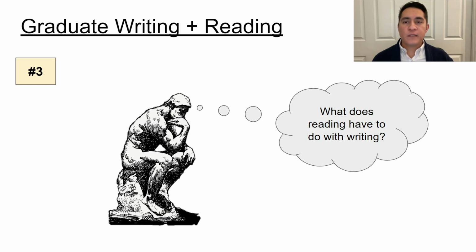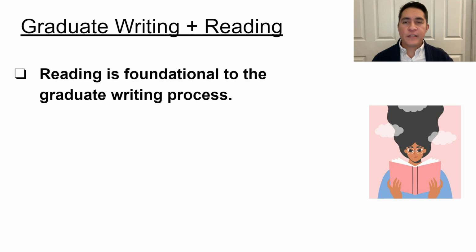One of the primary differences is that before you can create and respond to research, you need to fully understand what's already been written. In graduate school, you'll be typically entering into a pre-existing academic conversation, and a lot has already been written about it. Reading is foundational to the graduate writing process. By reading the recent literature on your topic, you illustrate that you're an informed writer.